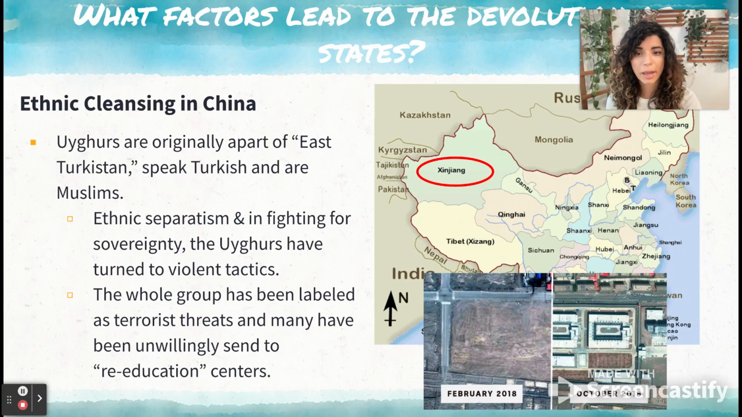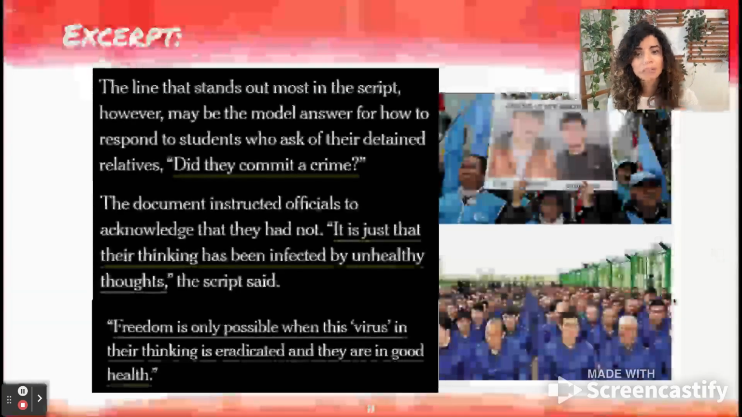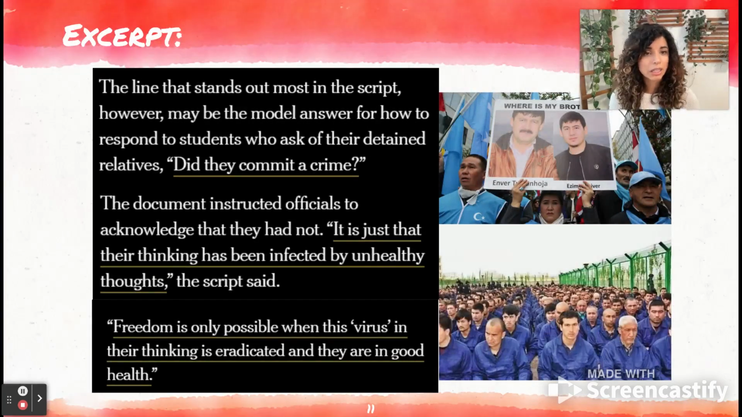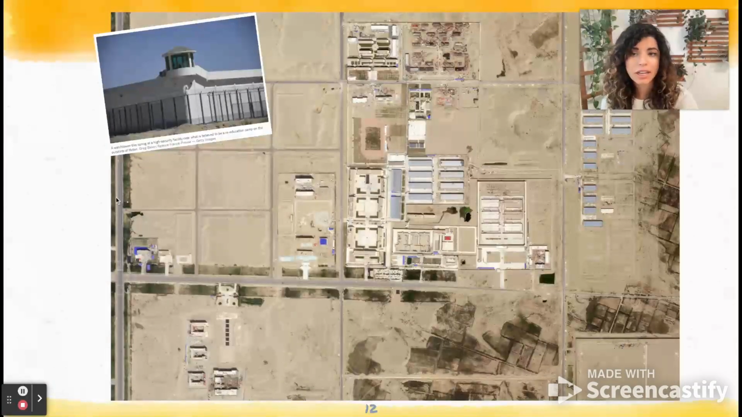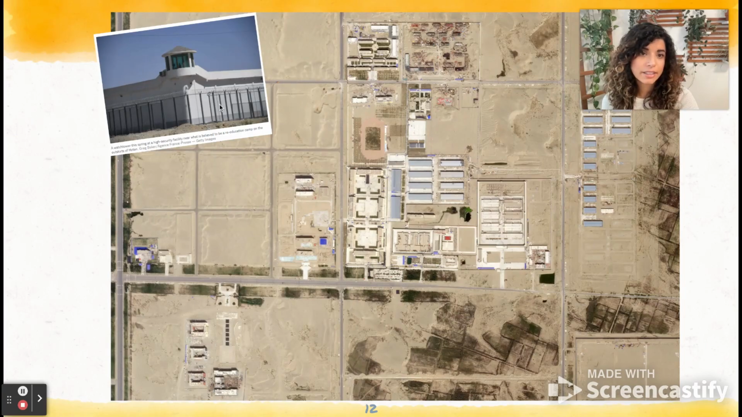So here we have satellite imagery as proof of this, right, where these buildings are, these re-education centers or concentration camps. You can pause and take a read through this. This is what China says, or the government's official stance is, that they're trying to re-educate them because they've been infected by unhealthy thoughts. So that is their standpoint as a government. Again, some more satellite imagery, and this is absolutely against their will, targeted at a particular ethnic minority group.